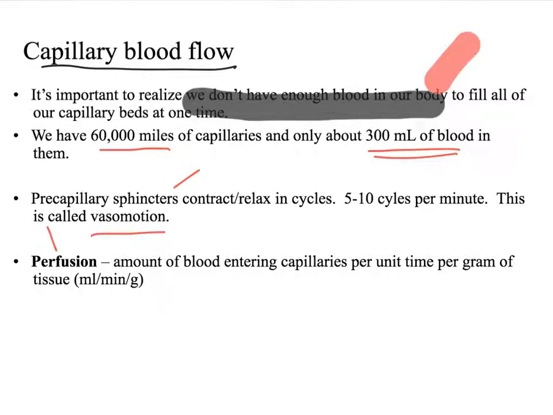Here's another vocabulary word that's important. Perfusion. Perfusion is the amount of blood entering the capillaries per unit time per gram of tissue. So it's measured in milliliters per minute per gram. So perfusion determines how much blood is going to the tissue. You want your tissue to be perfused so that it has oxygen. If you don't, that's when you get ischemia and where you could get infarction. So perfusion.